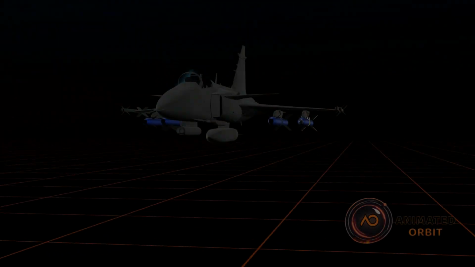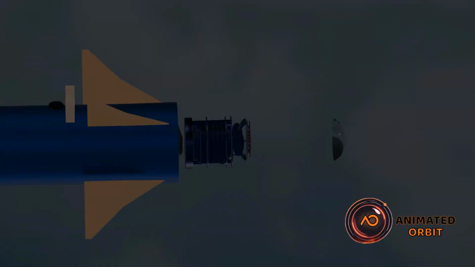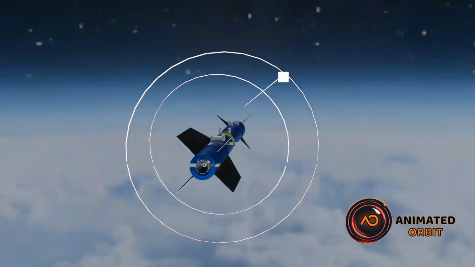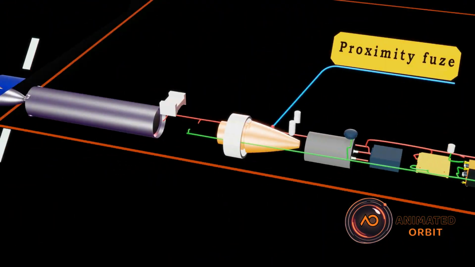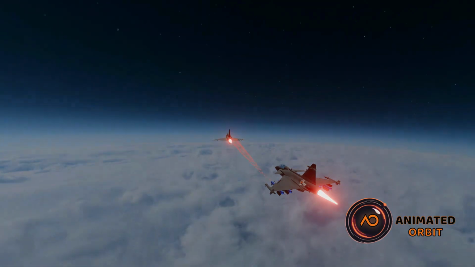In our previous video, we featured an animation of a fighter jet equipped with an air-to-air missile and an infrared (IR) sensor. This missile allows the jet to target enemy aircraft using heat signatures. If you haven't seen it yet, be sure to check it out.